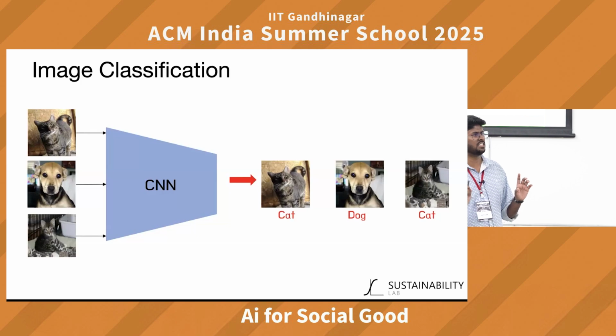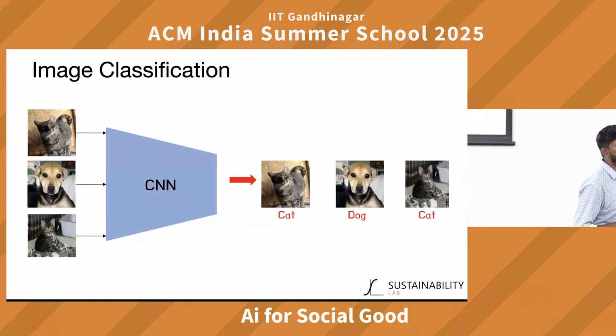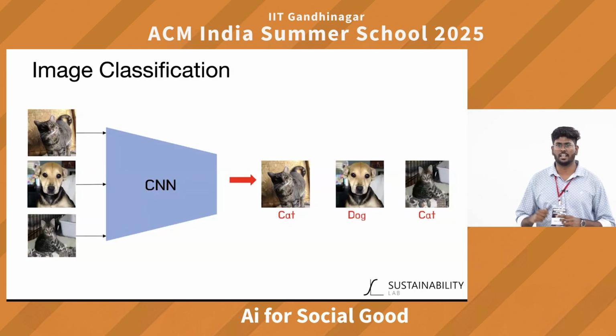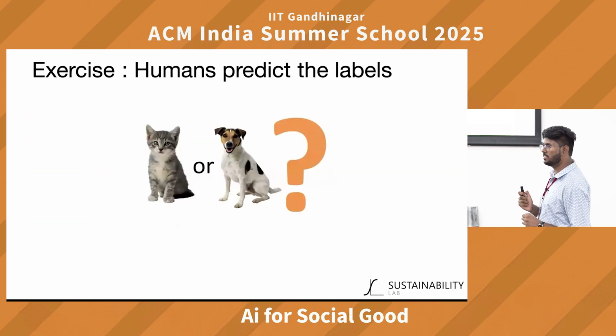I believe all of us have trained a CNN to do basic tasks like a cat dog classifier or a MNIST detector, like a handwritten digit detector. Anyone who has not done this, I'm assuming this is the prerequisite and everyone has done it, right? Okay, cool. So we'll do this task, right?